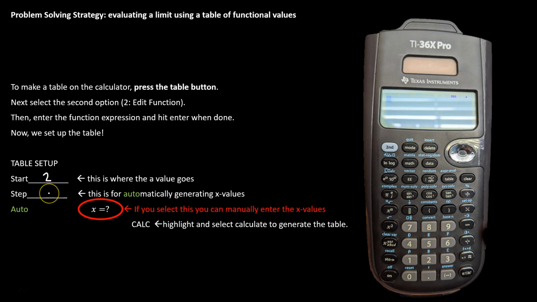So instead, you're going to move the cursor down again. It'll highlight auto, but we don't want auto. We want to manually select the x values. So if you push over again, it'll allow you to type in one by one the x values that you want, and you can edit that table. That's one way of doing it.